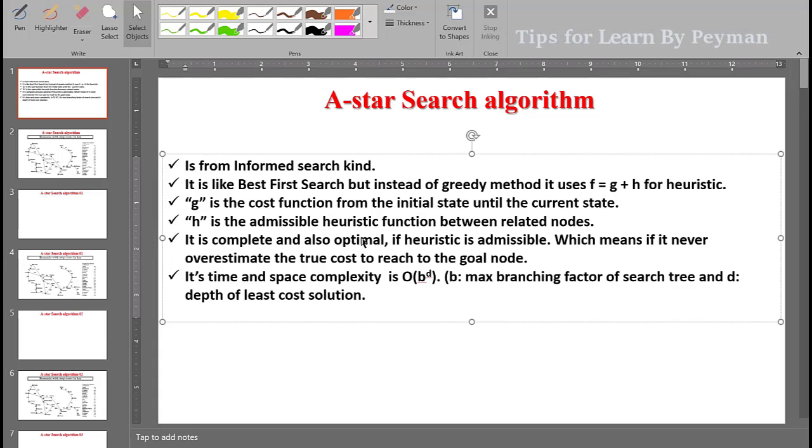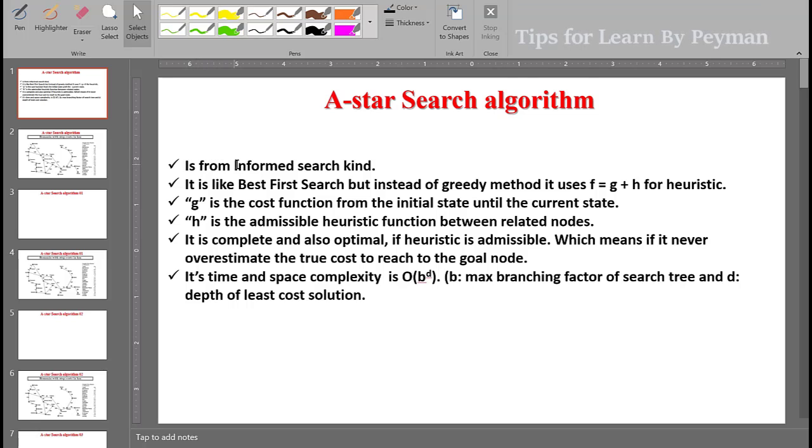Hi everyone, in this video I'm going to teach you how the A-star algorithm works. As you know, in the artificial intelligence domain we have search problems which divide into two types, uninformed and informed search. So let's check the specifics of the A-star search algorithm.